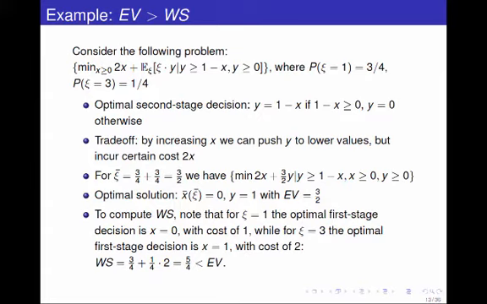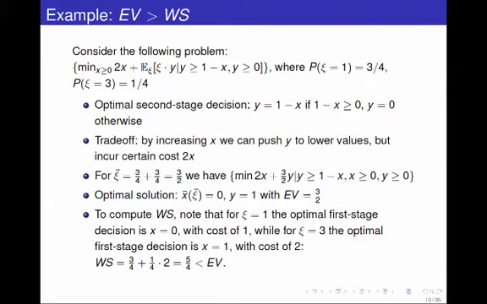Now, for the deterministic equivalent problem, we're assuming that the chance of psi 1 or 3 is 3 quarters and a quarter, respectively. The average of this is 3 over 2. So 3 over 2 here is less benefit than 2. So in this case, I want to push this as low as possible. I push it to 0. And that's the x bar of xi bar, and the y becomes 1. So the EV of this is 3 over 2.